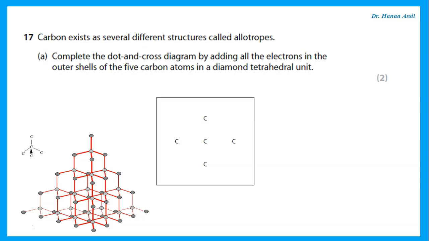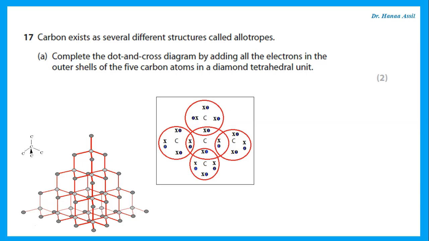Of course, each of these carbons is sharing 4 electrons with 4 electrons in the neighboring carbon. So we have something like this in which we have sharing of electrons with all these carbons in the tetrahedral structure. So you can draw something like this.